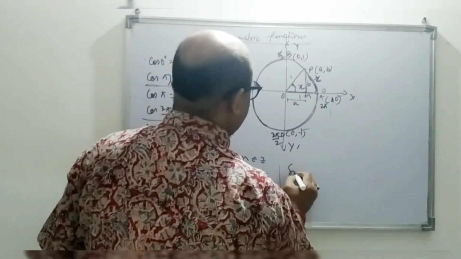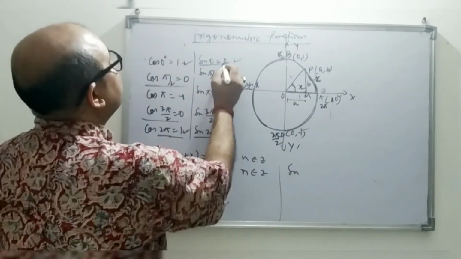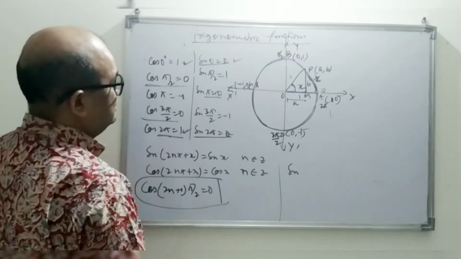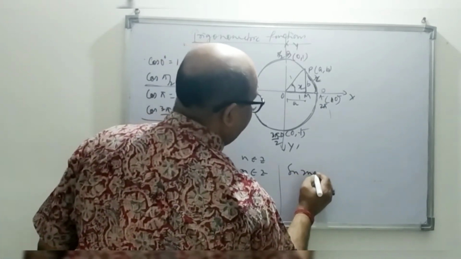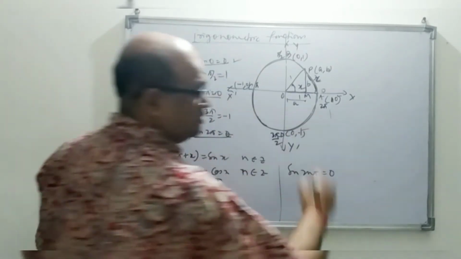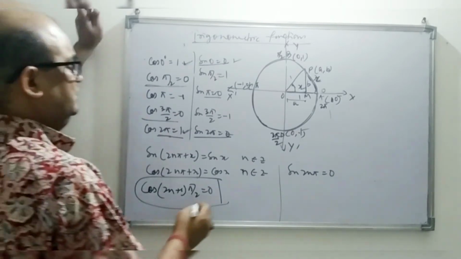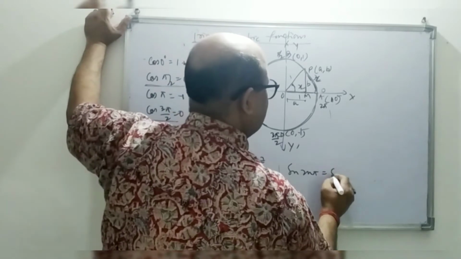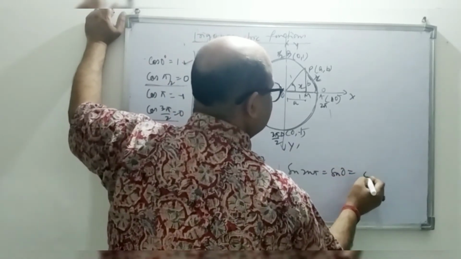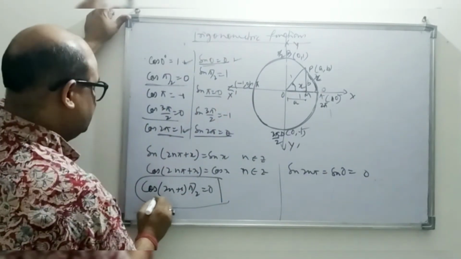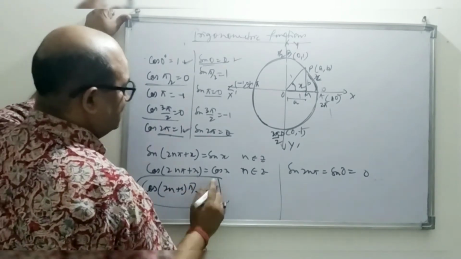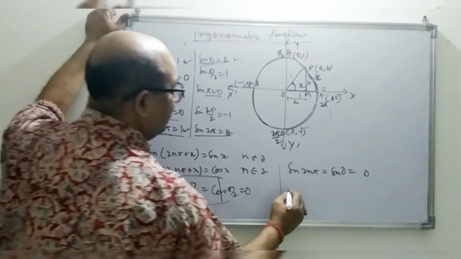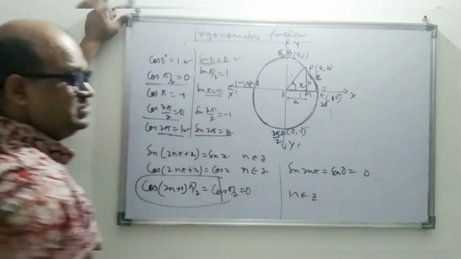Similarly, sin 2n pi is equal to sin 0, that is equal to 0. Similarly, cos of 2n plus 1 pi by 2, that is also equal to 0. Here n belongs to Z in both cases.